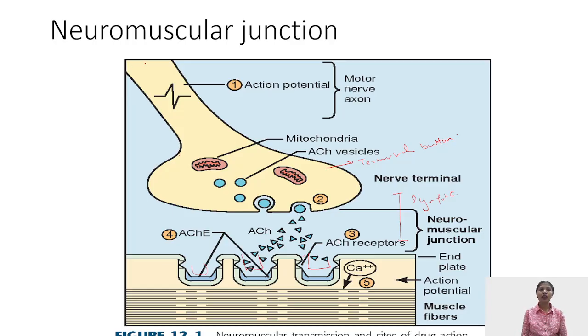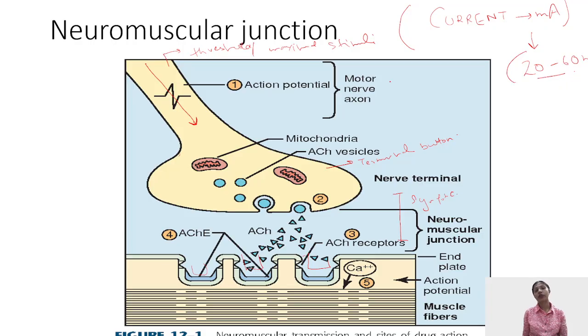Now whenever the action impulse comes, the action impulse that is coming is also known by the name of threshold or maximal stimulus. That is the stimulus which is given in the form of, and this is something you all have to remember, a current denoted by milliampere. It must be like 20 to 60 milliamperes, which is the adequate current for the excitation of the muscle fibers.